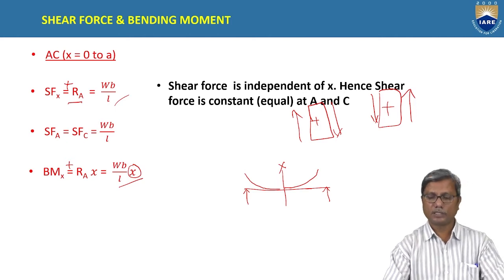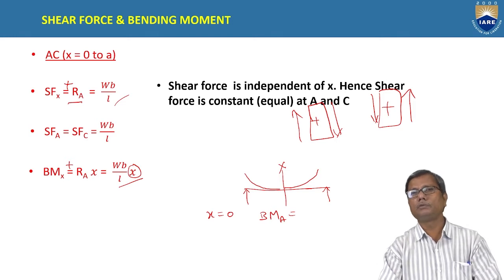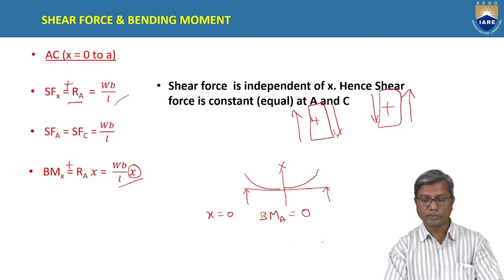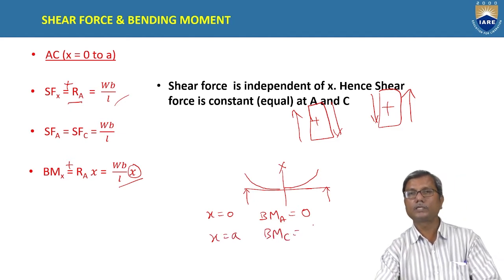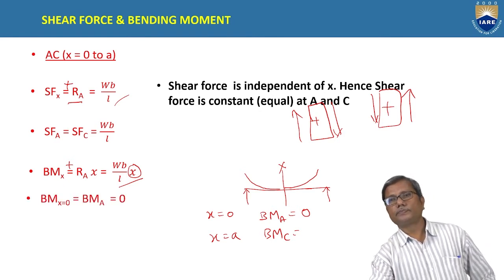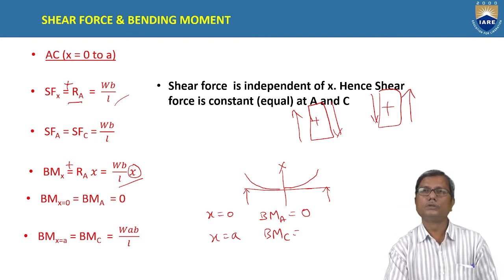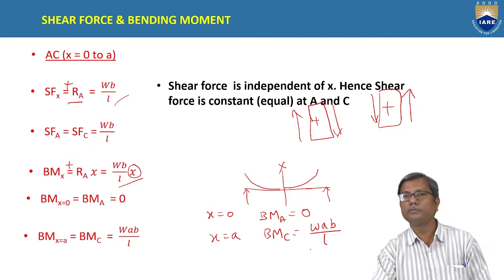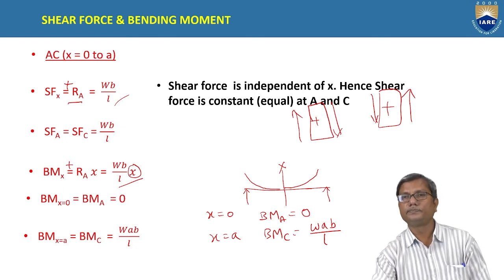So now the bending moment at A, that means at X equal to 0. By putting X equal to 0, we get the bending moment at A, which is 0. Substituting 0 for X, we get bending moment 0. Next, at X equal to A, we will get the bending moment at C. Putting X equal to A, the bending moment at C will be WB by L into A. That is nothing but WAB by L. This is the bending moment at C.